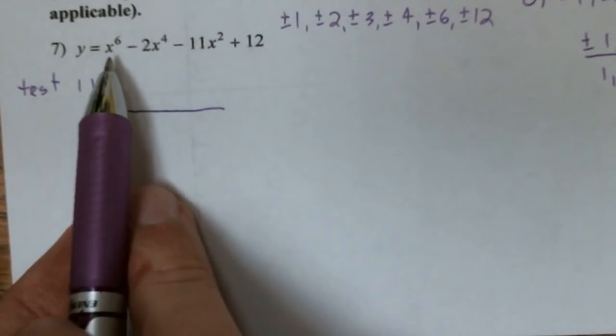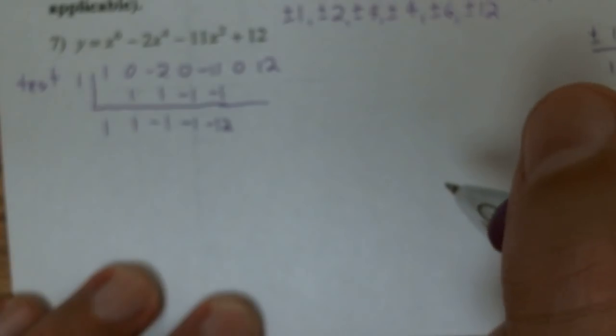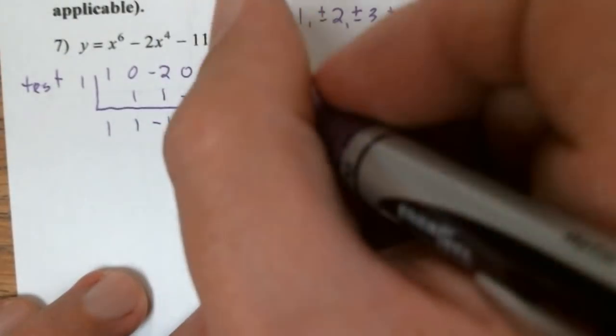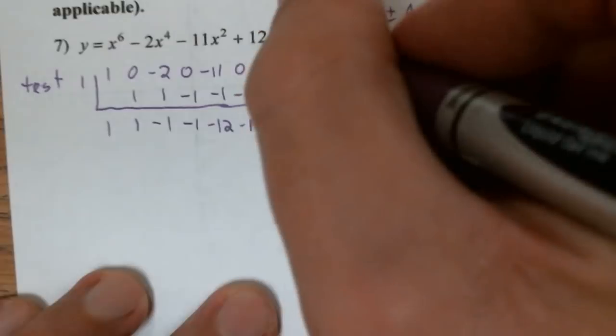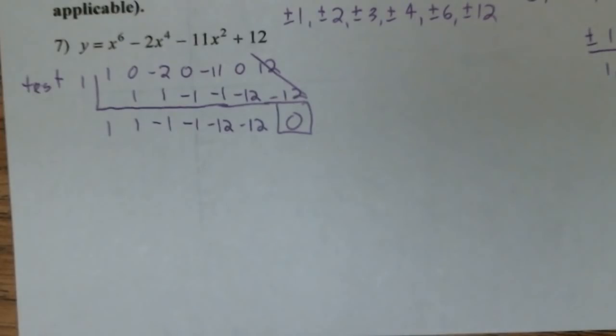Okay, be careful here, guys. When you do synthetic division, you got to fill in the gaps. There's a 1 at the 6th. There is no x to the 5th. -2. There's no x to the 3rd. -11. There's no x, and then there's a 12. Okay. Bring down the 1. 1 times 1 is 1. That's 1. 1 times 1 is 1. That's -1. That's -1. That's -1. That's -12. 1 times -12, that's -12. 0 plus -12 is -12. 1 times -12 is -12. Those guys cancel, and here we get a remainder of 0.